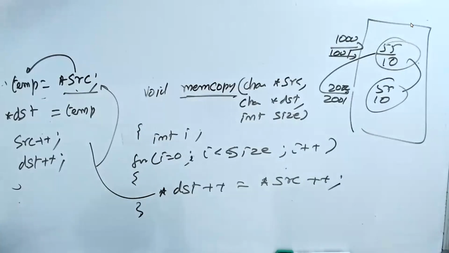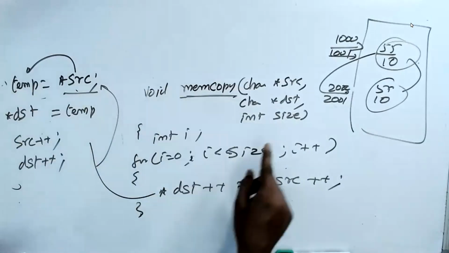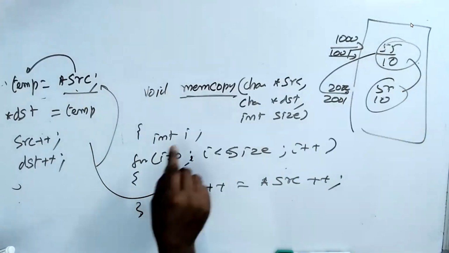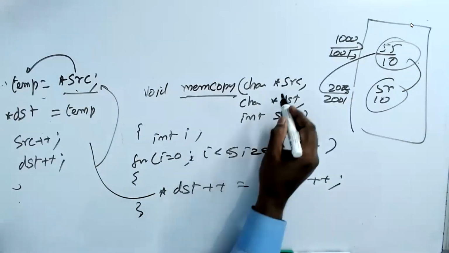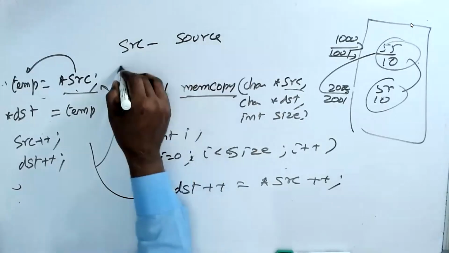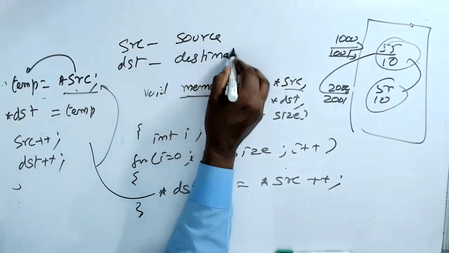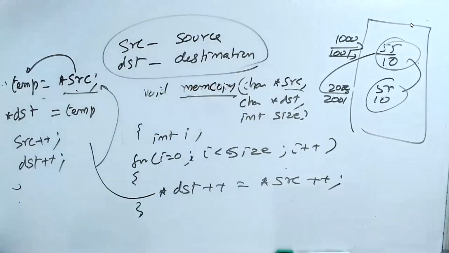My microprocessor executes this software, reads line by line and stores it line by line. So I'm doing a memory copy. This is SRC, meaning source. DST means destination. Understand now?